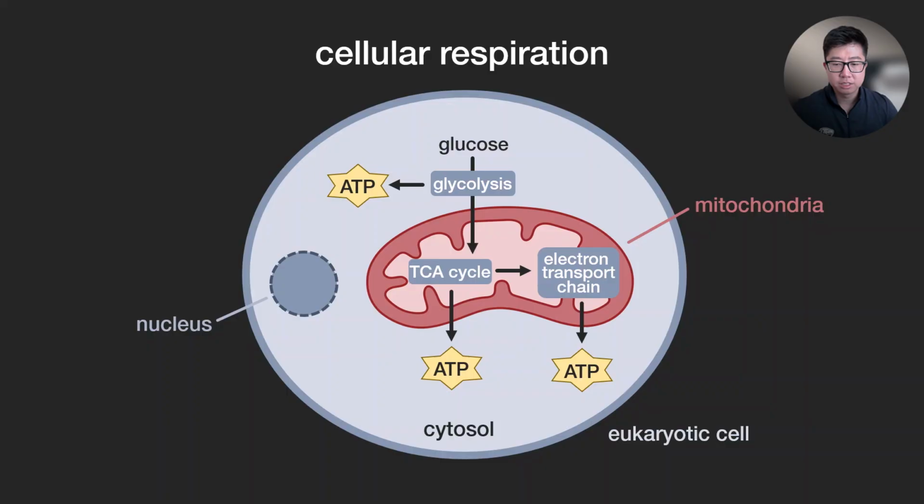But essentially, we discussed how cells produce energy in the form of ATP from a single molecule of glucose, and how this process occurs through three main stages within the cell: glycolysis, TCA cycle, and electron transport chain. And in today's video, we'll be exploring the first of those stages in greater detail, and that is glycolysis.